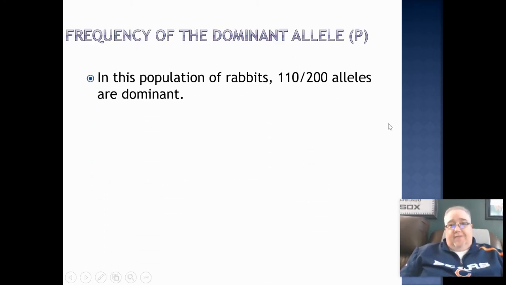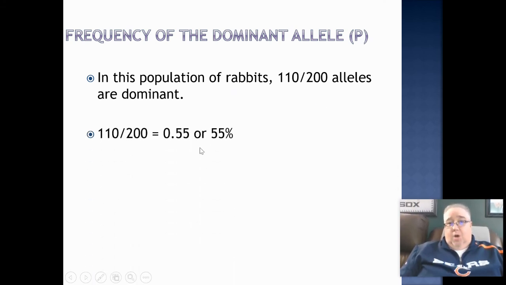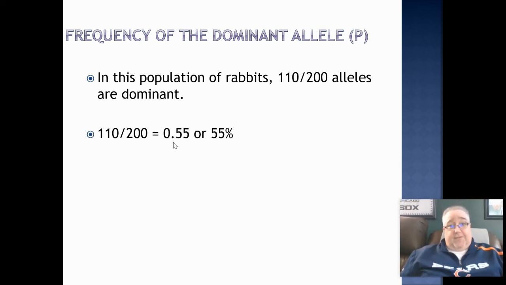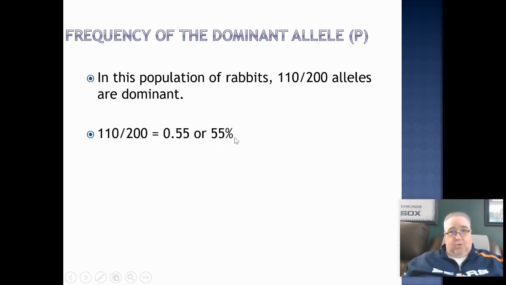All right, so the first thing we're going to figure out is something called the frequency of the dominant allele. Now, we use a variable called p to represent the frequency of the dominant allele. I don't know why they do that, but they do. So again, in our rabbits, we have 110 out of 200 alleles that are dominant. So all you simply do is divide, and that gives you this decimal, 0.55. Now that decimal as a percentage is 55%. So what that tells us is that of all the genes in the gene pool, 55% of them are dominant.